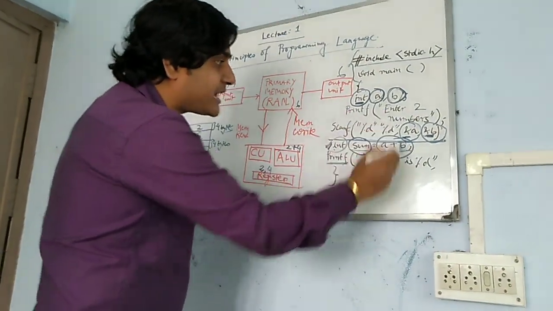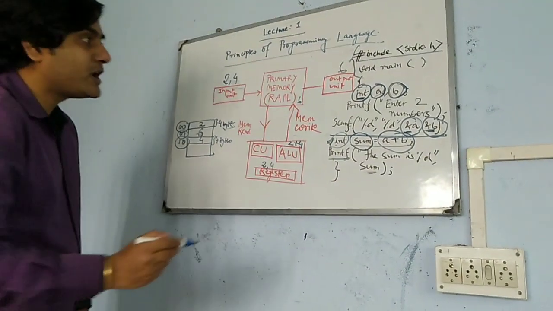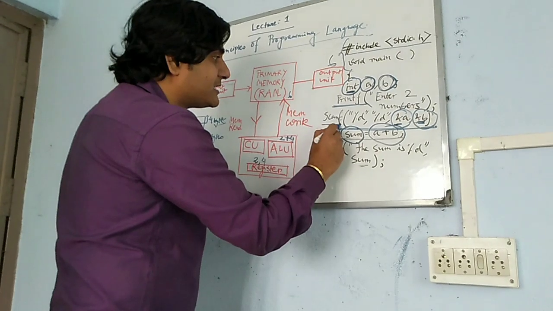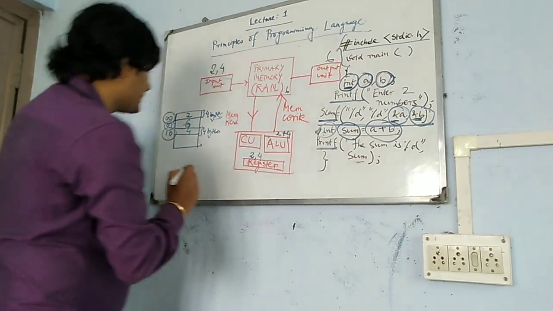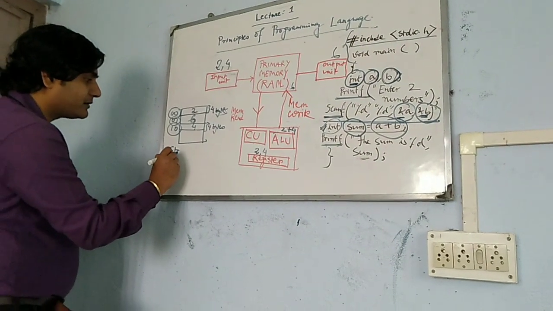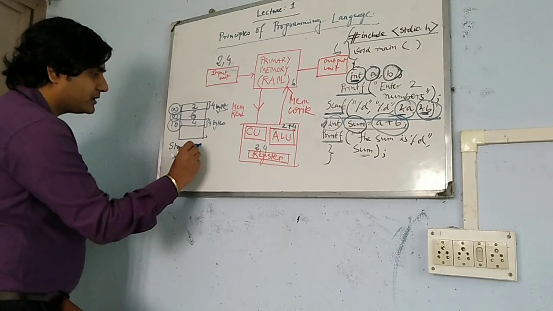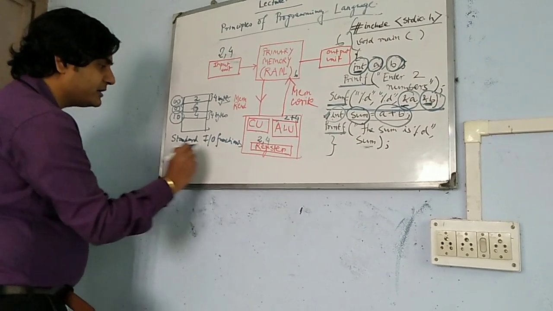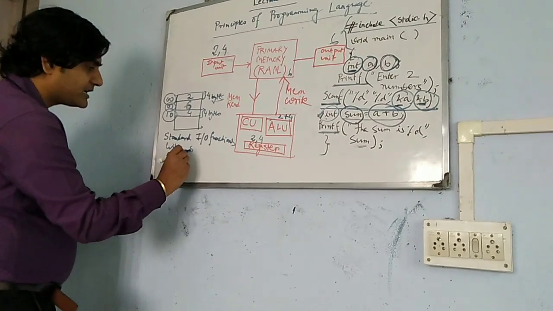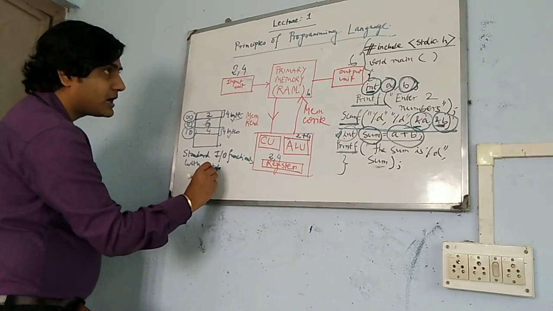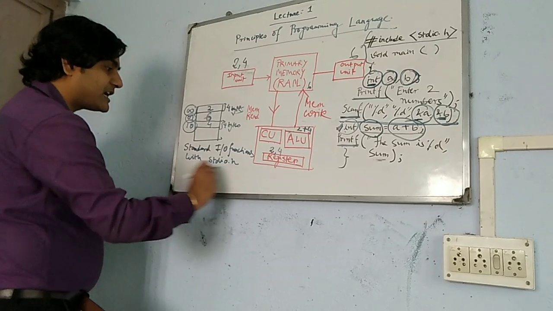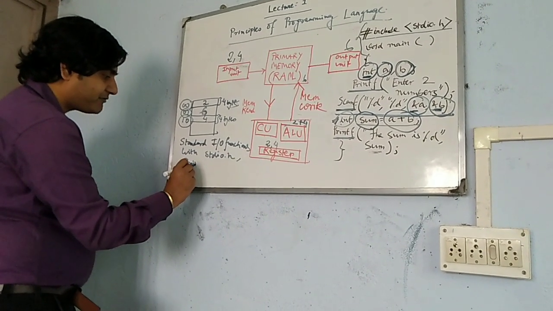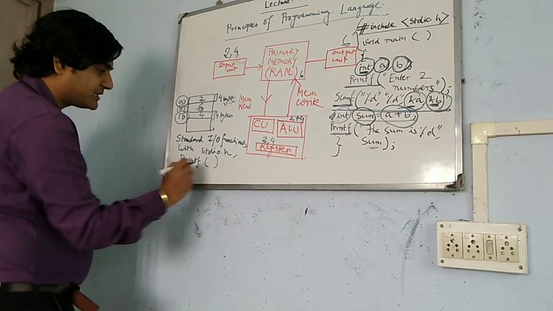See, there are two standard input output functions. One is printf and another one is scanf. So the standard input output functions within the stdio.h header file are printf and scanf in this particular program, obviously.